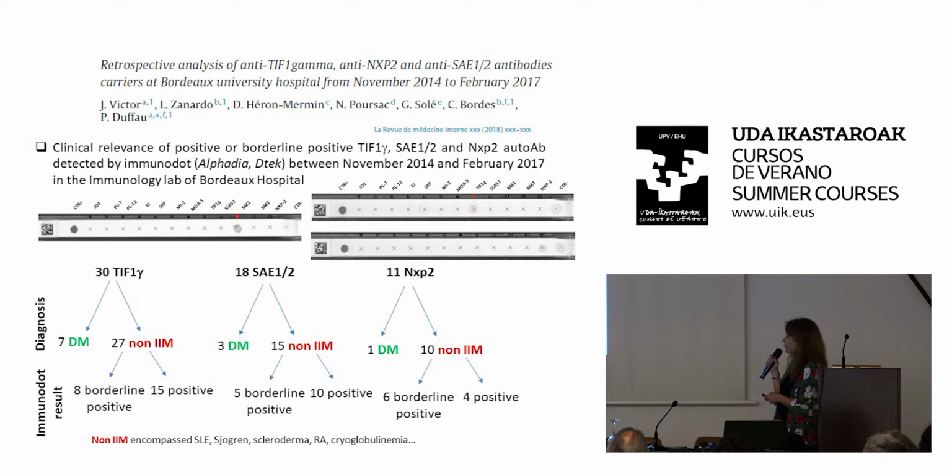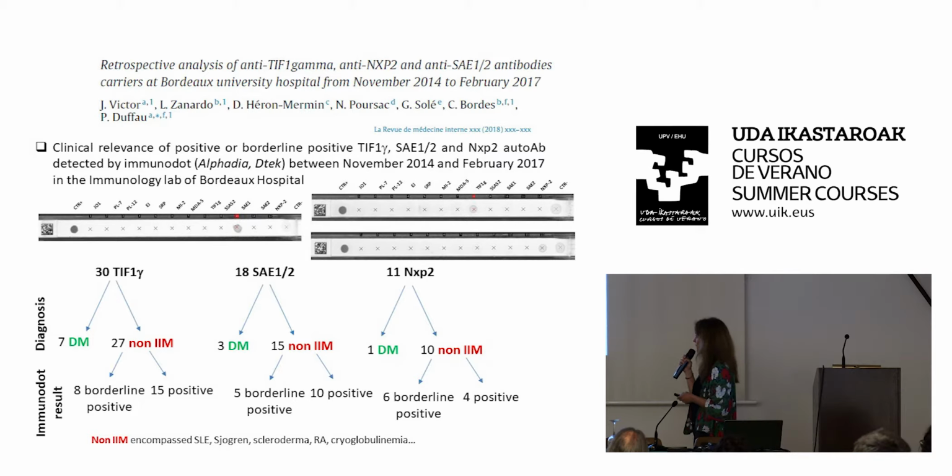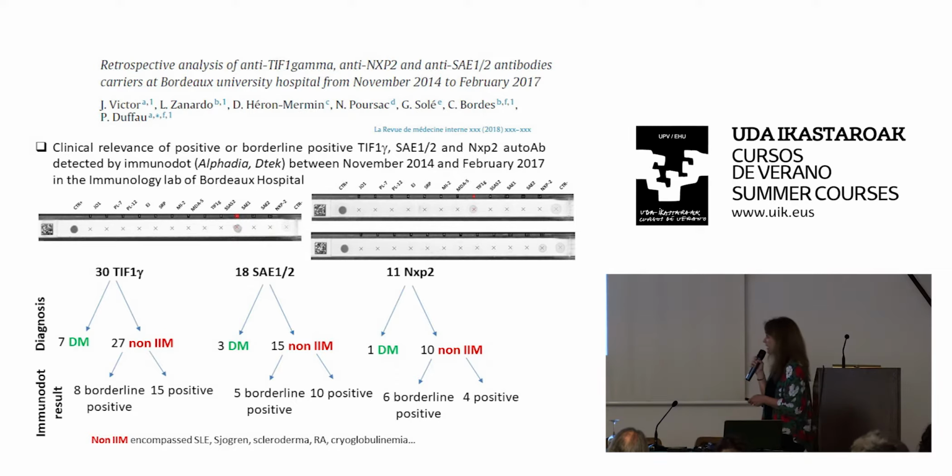Same for anti-SIN1 and XP2, as you can see here, only 3 were dermatomyositis that were positive, and the others were non-inflammatory myopathies, and some have strong signal. And among those patients, we found SLE, Sjogren's syndrome, scleroderma, a lot of scleroderma, I must say, RA, and cryoglobulinemia.